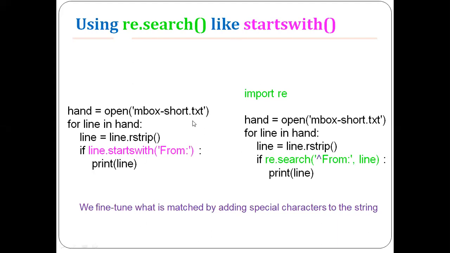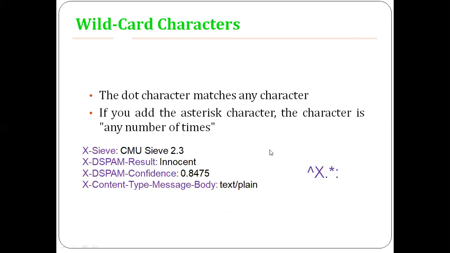And the next one is the dot operator, right? How the dot operator works with any characters. The dot character matches any character, and if you add the asterisk character, it matches any number of times. The asterisk means that it is going to match any number of characters. And look at the example here.